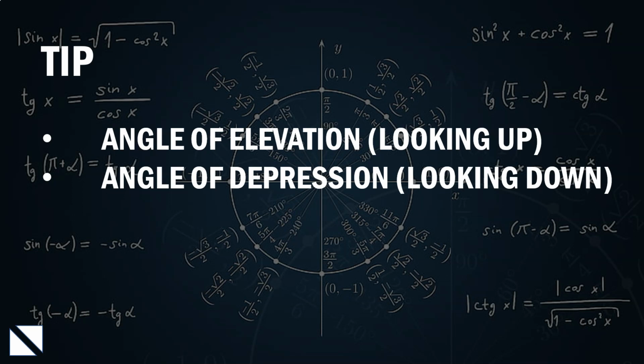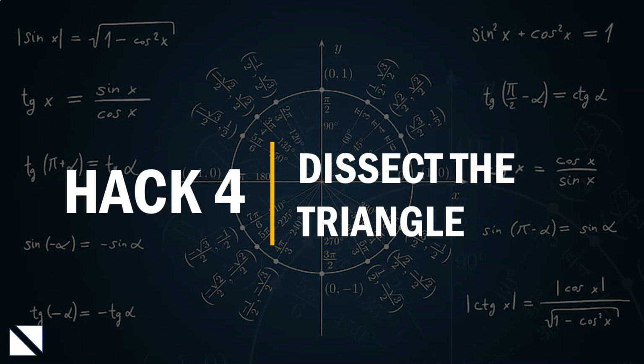Depress means downwards. It's also where the mental condition depression comes from, because people are always down. Their emotions are down. Their feelings are down. That's why it's called depression. But that's beside the point. Angle of elevation is looking up, and angle of depression is looking down.